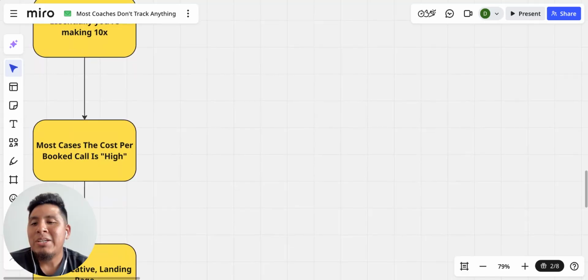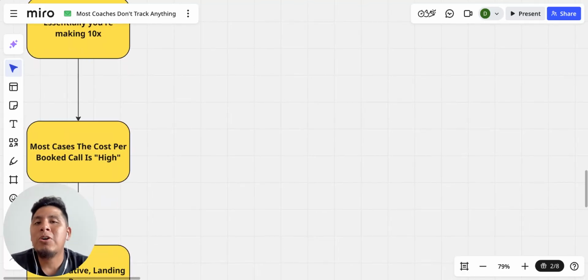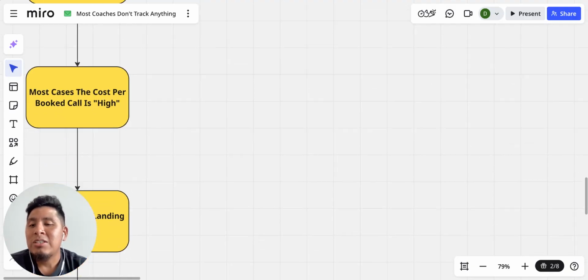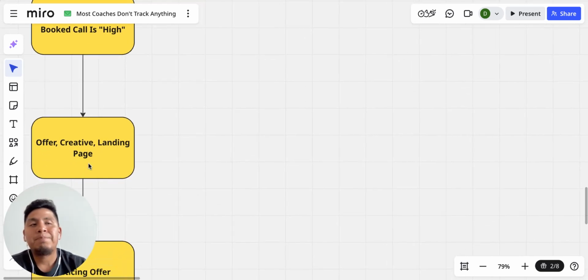Right. But what ends up happening in most cases is that the cost per booked call ends up being too high. Or in most cases, you don't even have any booked calls. And the main levers, I always say, are mainly these three things, and I'm going to give a little bonus tip here. The offer means that people aren't really wanting to book a call. You have to think of different types of creatives than just the typical video scripts that you end up having. And the landing page isn't congruent with the offer and the creative.